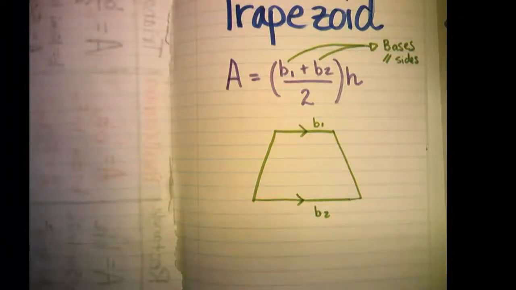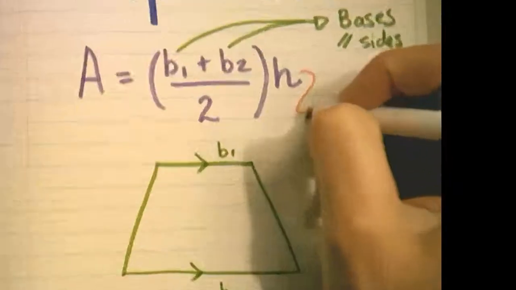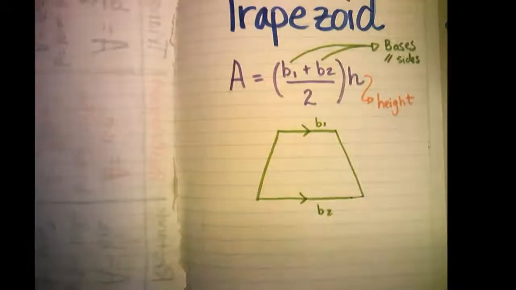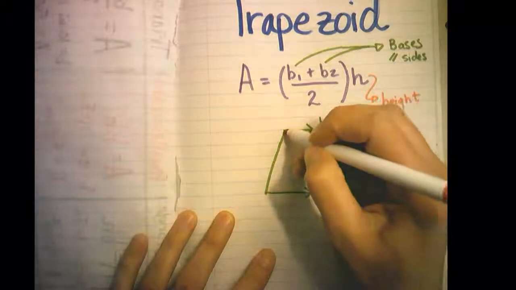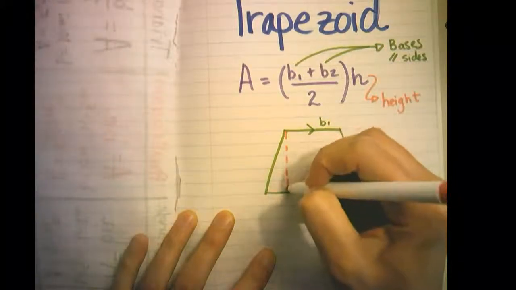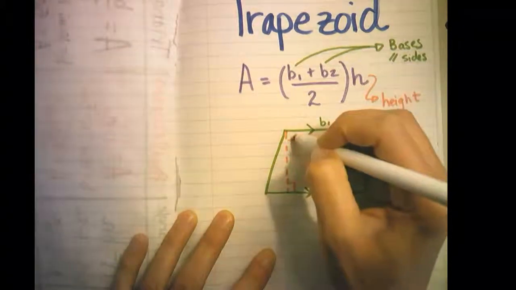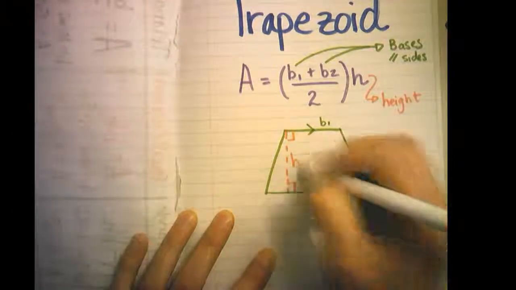And what does the H stand for? Right. And how do you know what the height is? Say that again. Straight down the middle. Straight down the middle. Okay. Good job. It's always perpendicular to both of the bases. That's what the height will be.